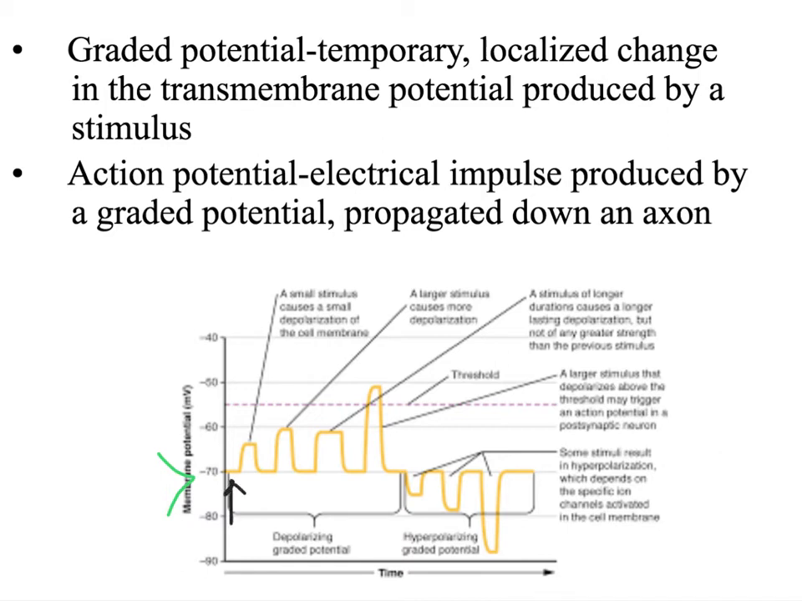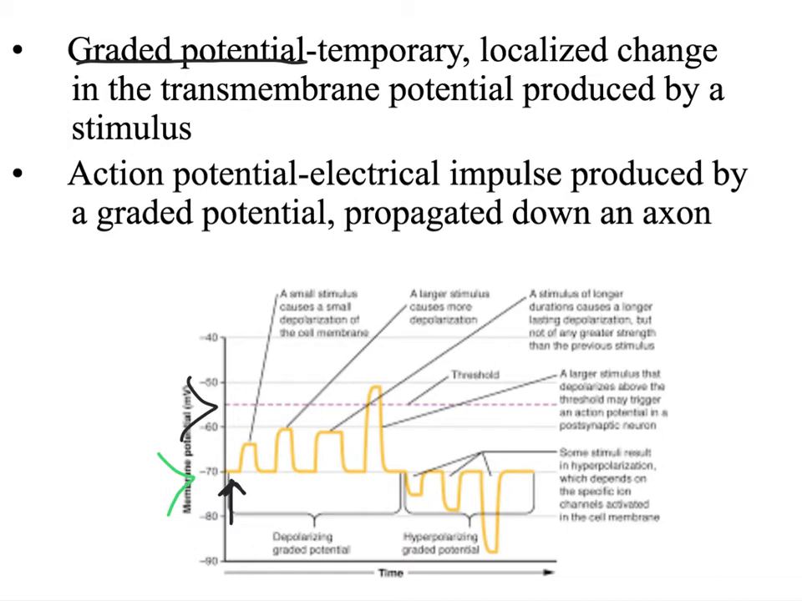When you have a stimulus applied, it's going to cause those channels to open. You're going to have the ions move across the cell membrane, and now we've produced a change in that transmembrane potential. So if it is a small change that does not reach threshold, which is right here, it's simply referred to as a graded potential. A graded potential is just a small temporary change. It's localized. It just kind of fades away the further you get away from the stimulus.